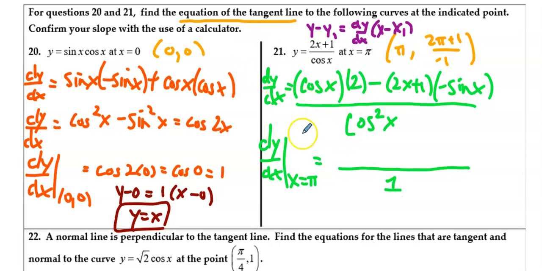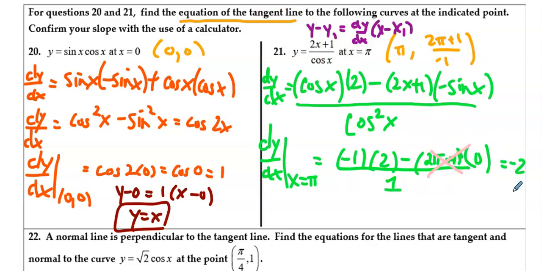So really, our value for the slope is just what the numerator is. Well, let's figure this out. Cosine of pi is going to be equal to -1, and then I'm going to multiply that by 2, minus 2 pi plus 1. Everywhere I see an x, I'm just putting in pi. But when we put in sine of pi here, sine of pi is 0, so this term goes away. So our actual slope ends up being -2.